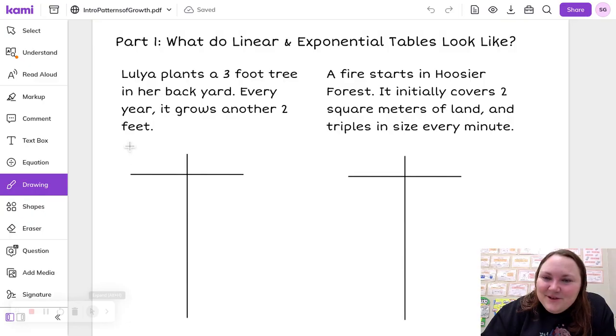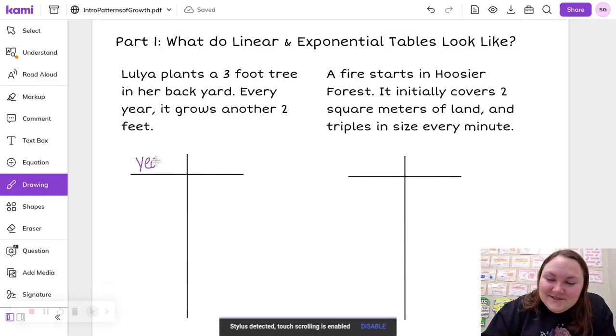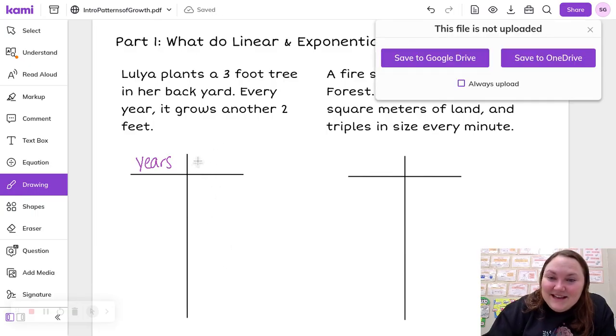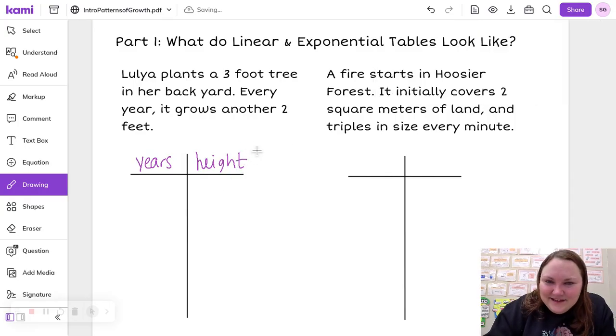Here, though, our input is going to be the number of years, so that will go in this first column, and then the second one would be the height of the tree, and we could even say height in feet. So for example, we are starting year 0 with a tree that is 3 feet. And then after 1 year, the tree is growing 2 feet, and so that height would be just 2 more feet, which would be a total of 5 feet.